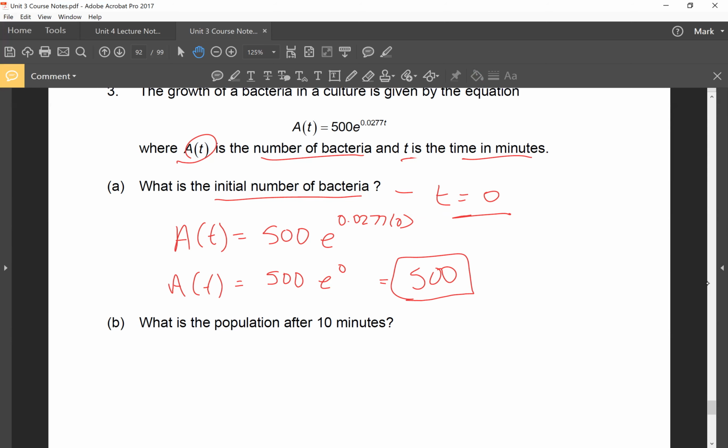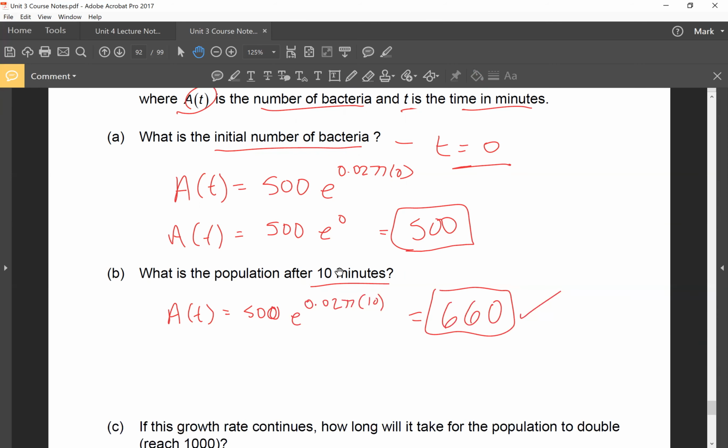Okay, so part A says, what's the population after 10 minutes? Well, the population after 10 minutes is 500 e to the 0.0277 times 10. And that's it. Put it in on your calculator, no problem. Just make sure you use your e button. It's above the natural logarithm. And I get 659.5, so let's just say 660. Easy.